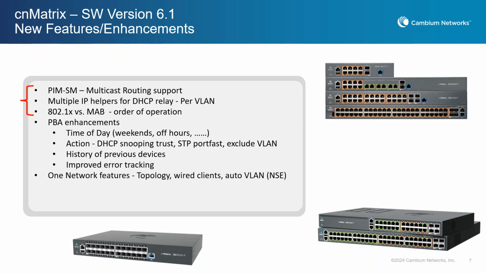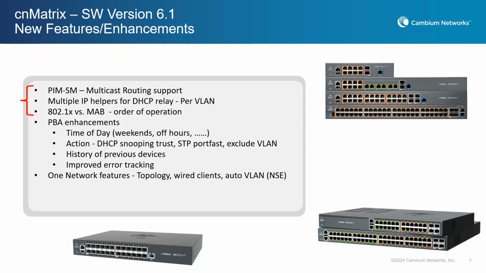Okay, what else? One network feature. I mentioned one network at the beginning, and this is something we are putting a lot of energy into. We're adding a lot of new capabilities for our one network solution. We have a new topology coming out that's been asked for by many. We've always done a lot with wireless clients with our Wi-Fi APs, but now we also have a lot of information about our wired clients. And then also auto VLAN, this automation feature has been extended to flow through our switches and to the NSE. So a little bit about auto VLAN.